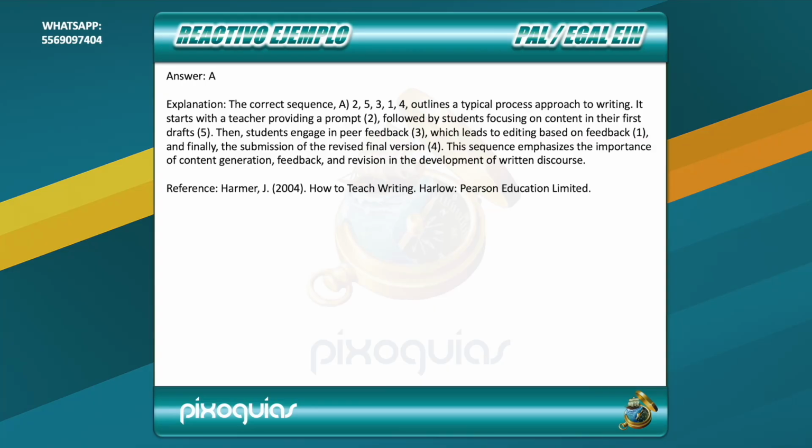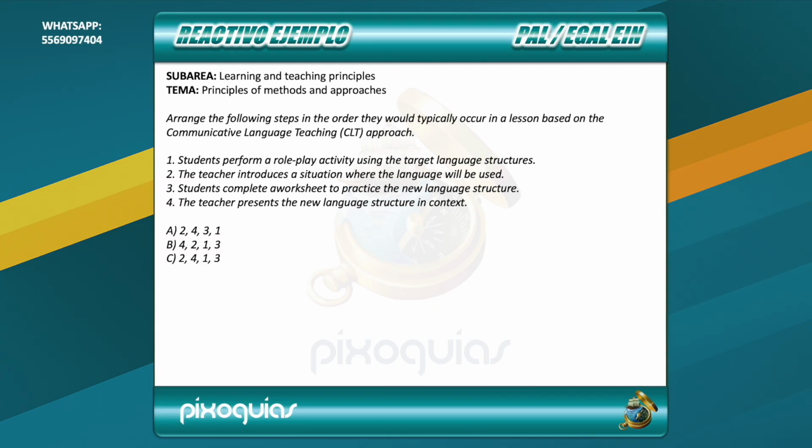Then students engage in peer feedback, which is 3. And this leads to editing based on the feedback, which is 1. And finally, the submission of the revised final version, which is 4. This sequence emphasizes the importance of content generation, feedback, and revision in the development of written discourse. The next exercise. Arrange the following steps in the order they would typically occur in a lesson based on the communicative language teaching, or CLT, approach.